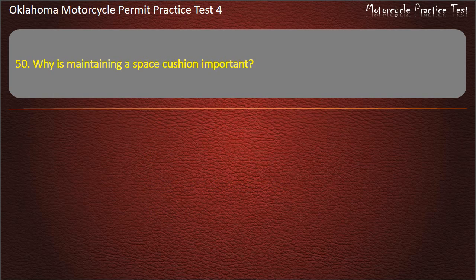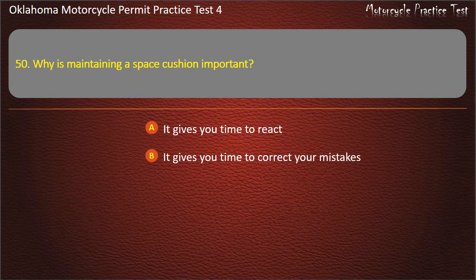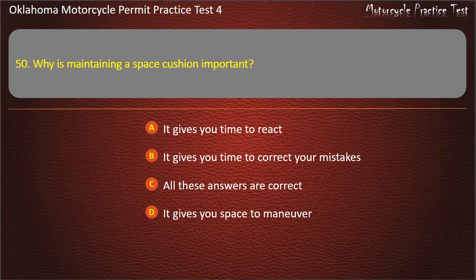Question 50. Why is maintaining a space cushion important? It gives you time to react. It gives you time to correct your mistakes. All these answers are correct. It gives you space to maneuver. Answer. All these answers are correct.